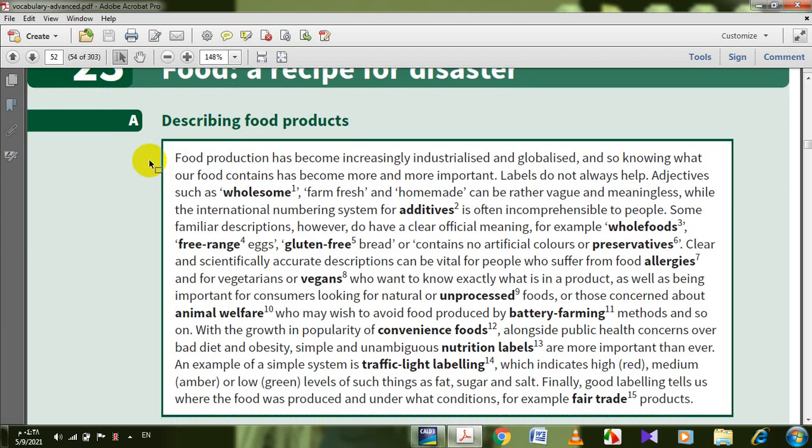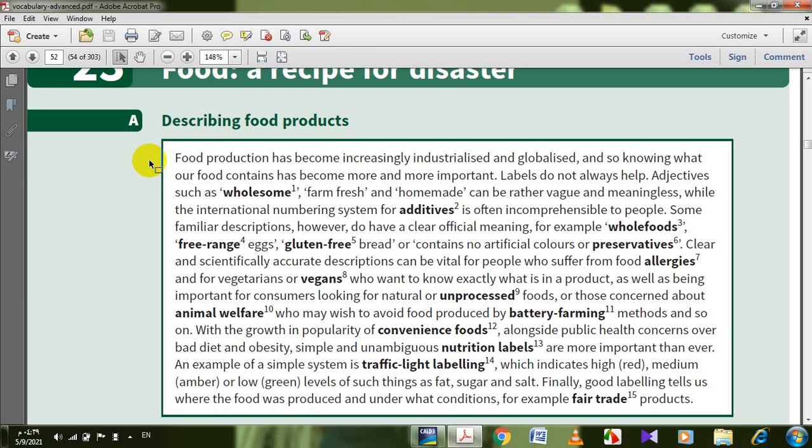Labels don't always help. Adjectives such as wholesome, farm fresh, and homemade can be rather vague and meaningless, while the international numbering system of additives is often incomprehensible to people. Some familiar descriptions, however, do have a clear official meaning. For example, whole foods, free-range eggs, gluten-free bread, or contains no artificial colors or preservatives.